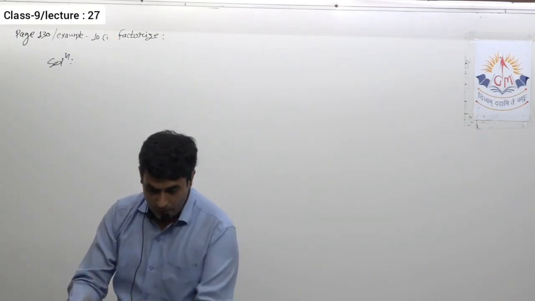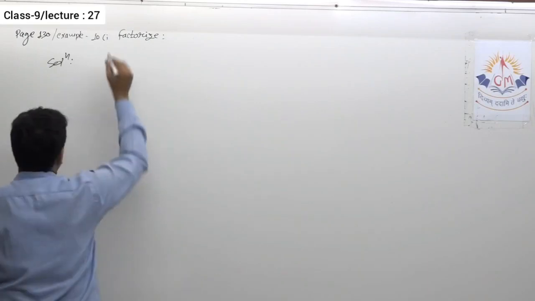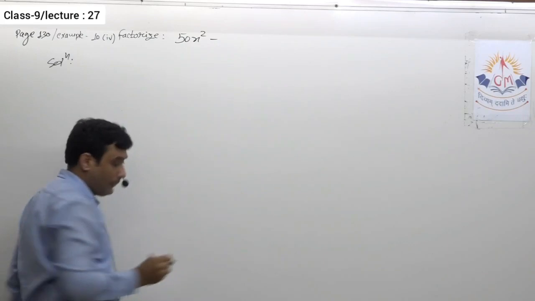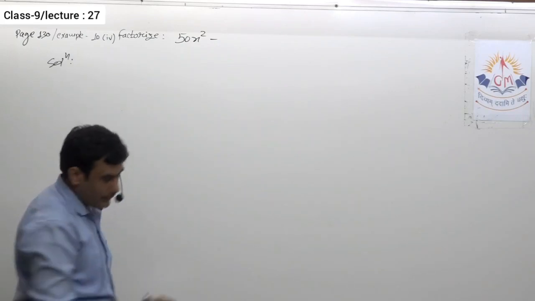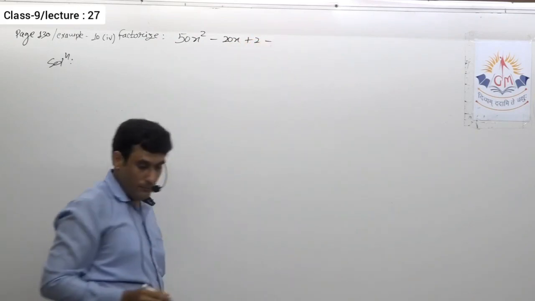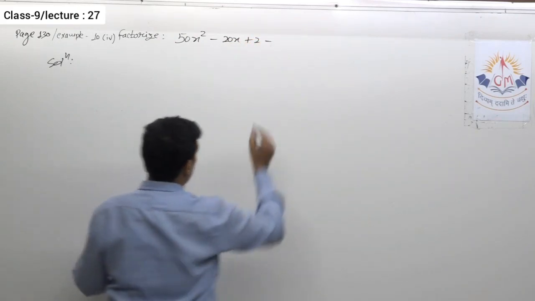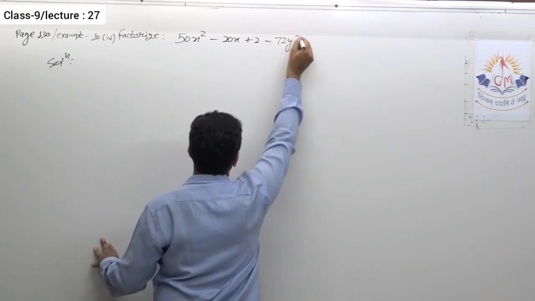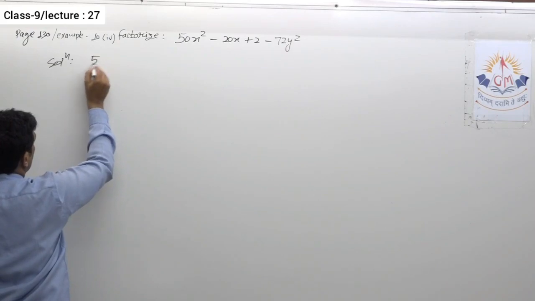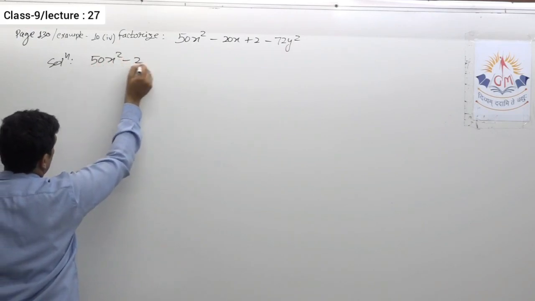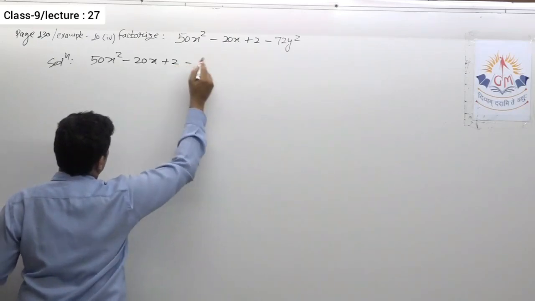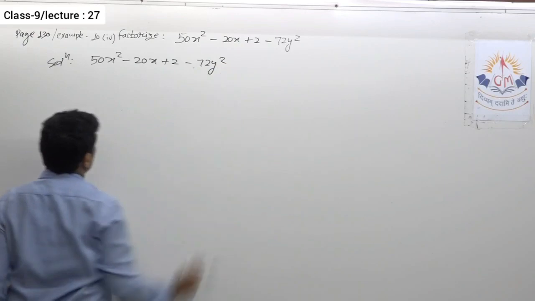Okay, the question is 50x square minus 20x plus 2 minus 72y square. So how do we find the factors of this?